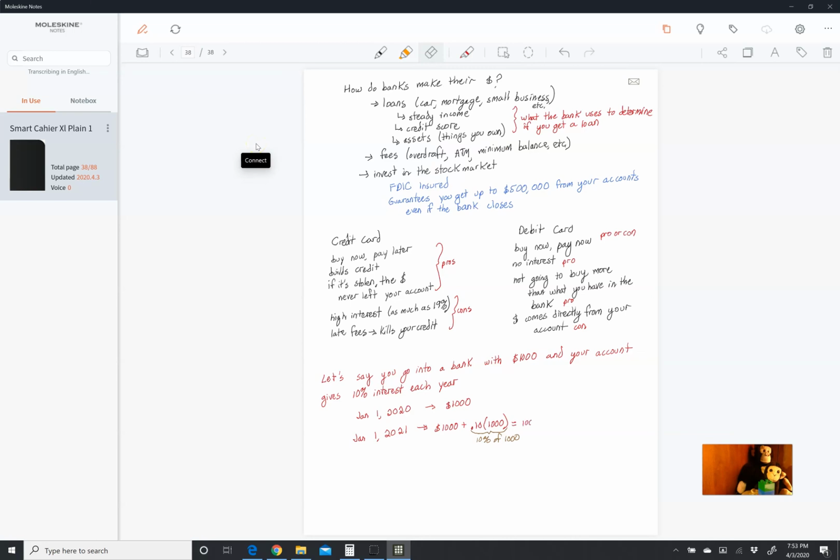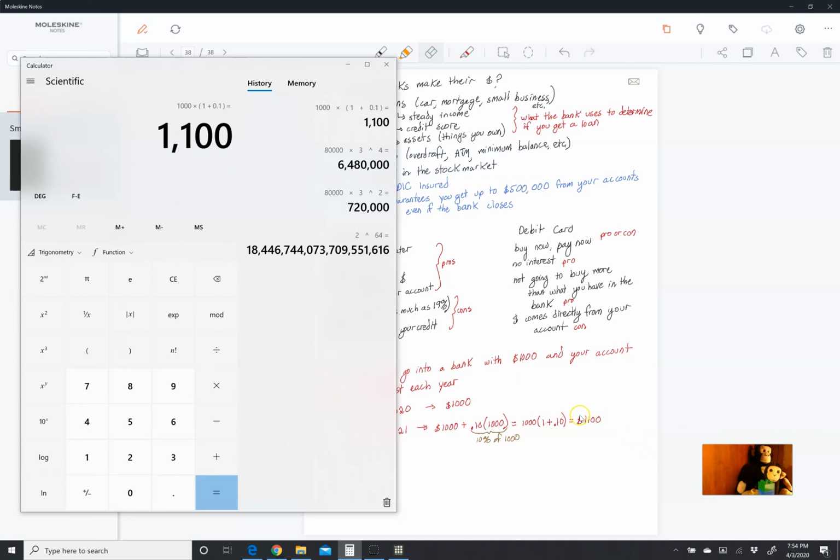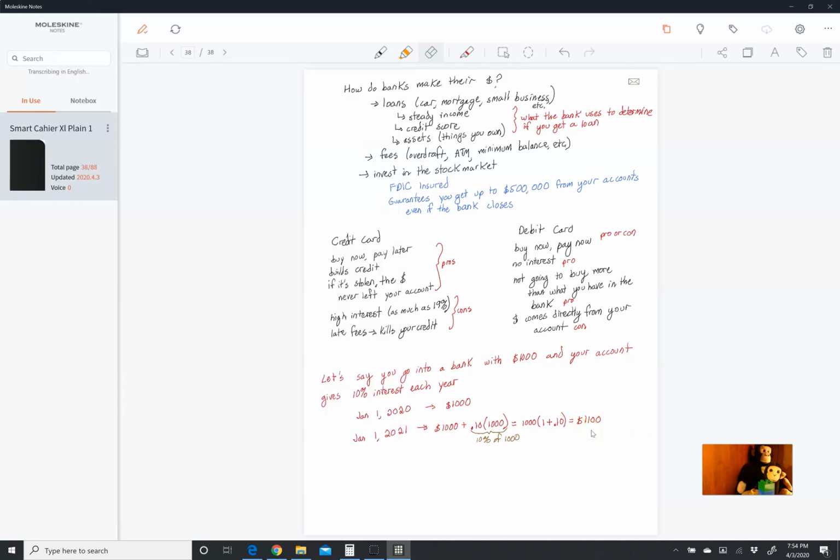If we factor out the 1,000, then we get 1 plus 0.10. Okay. Well, if we take 1,000 and we multiply by 1 plus 0.10, that's going to give us how much we have in the account at the end of the year. And it tells us that we have $1,100 in the account.